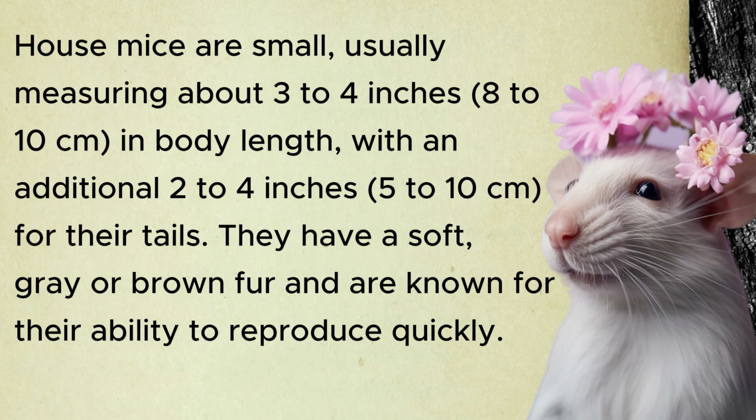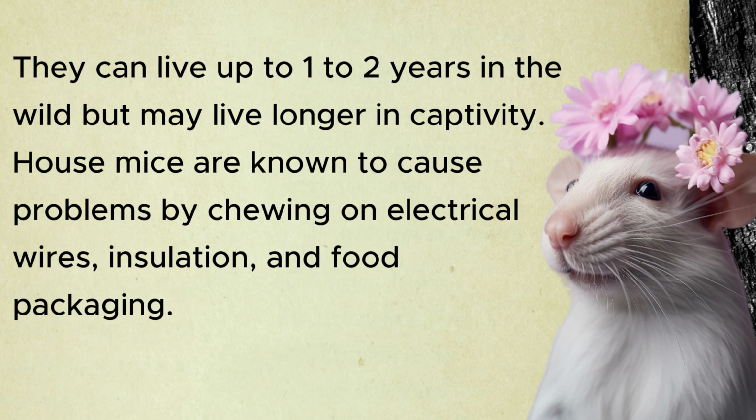tails. They have a soft, gray or brown fur and are known for their ability to reproduce quickly. They can live up to 1 to 2 years in the wild, but may live longer in captivity. House mice are known to cause problems by chewing on electrical wires, insulation, and food packaging.